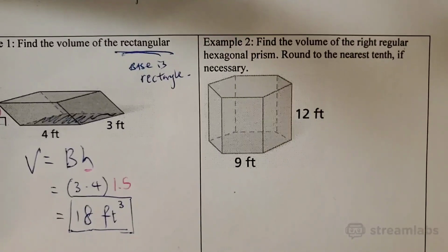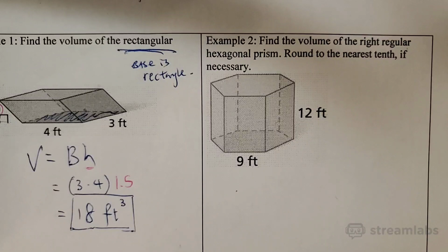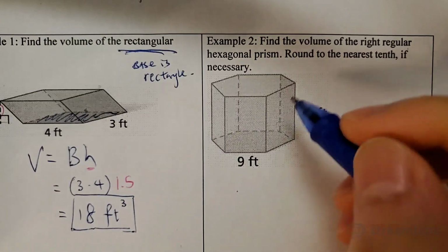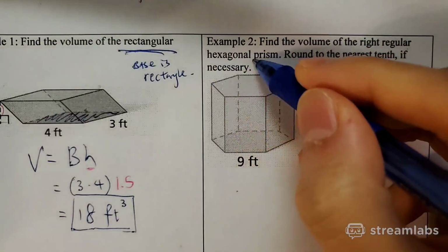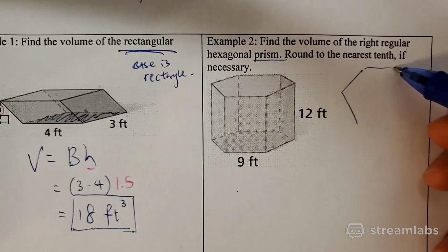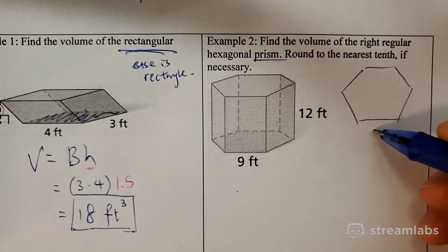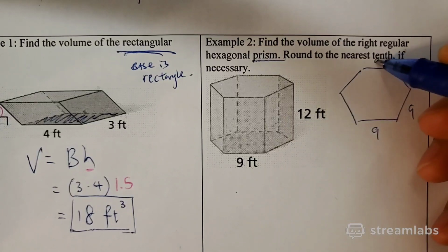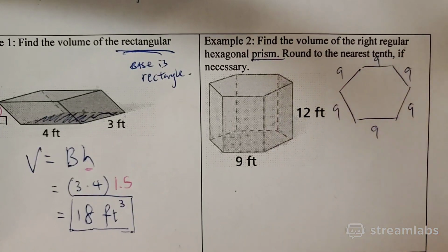Hey, example 2. Remember this? Hexagonal prism. So that means the base is a hexagon, right? So we look at the base area. But we learned how to find the base area of a regular hexagon, right? Remember how to do that?